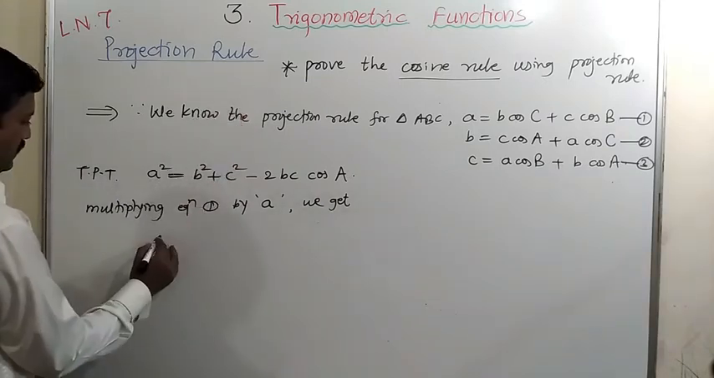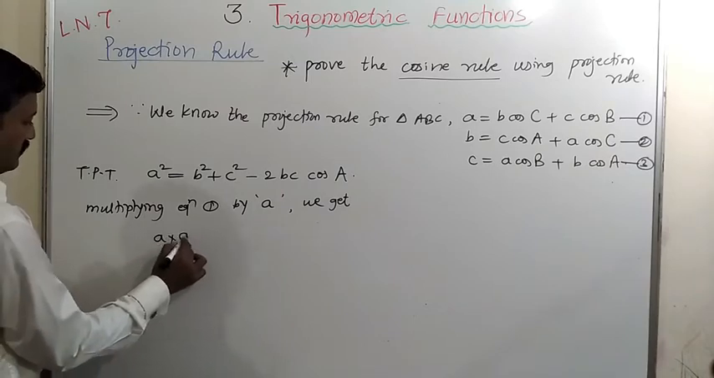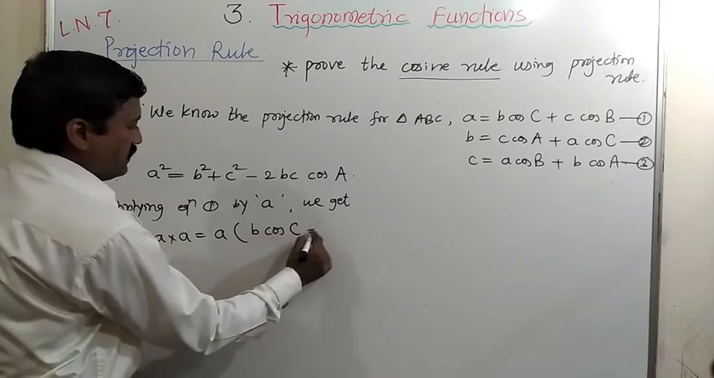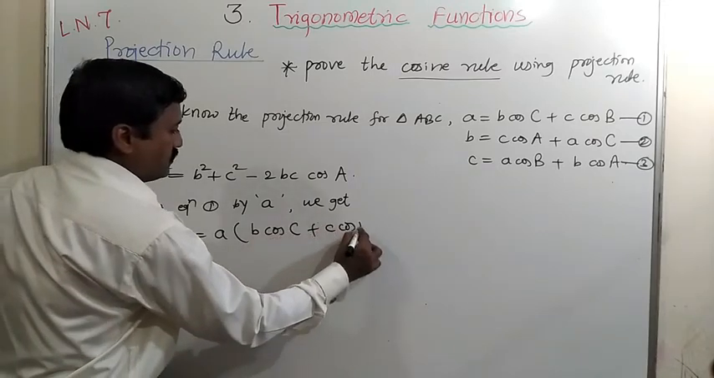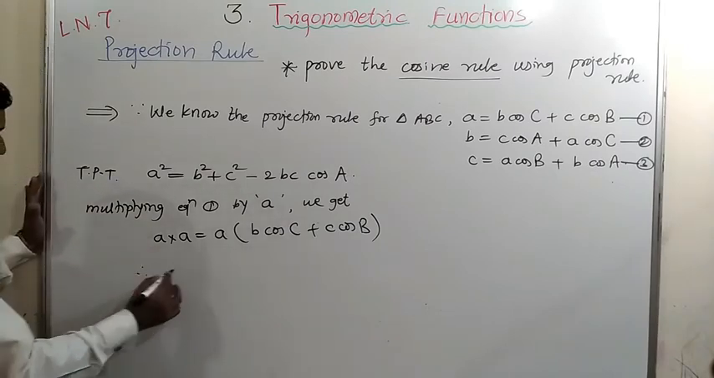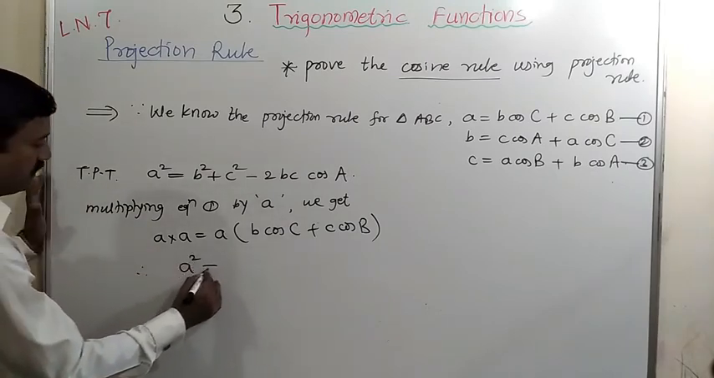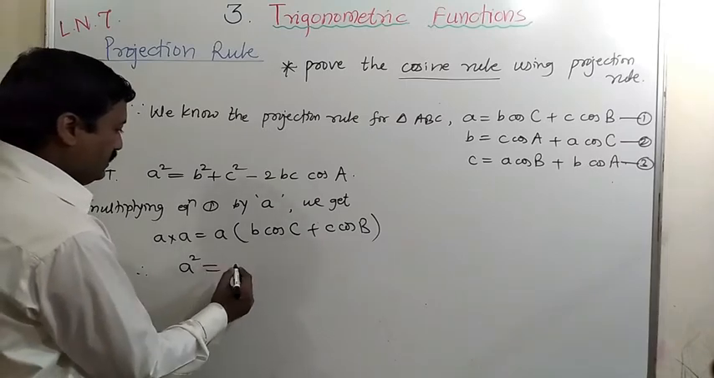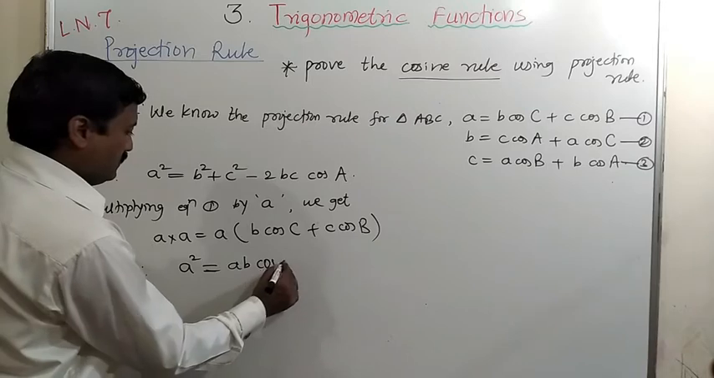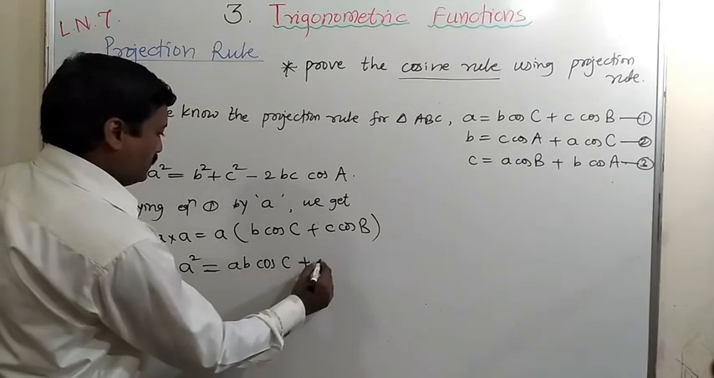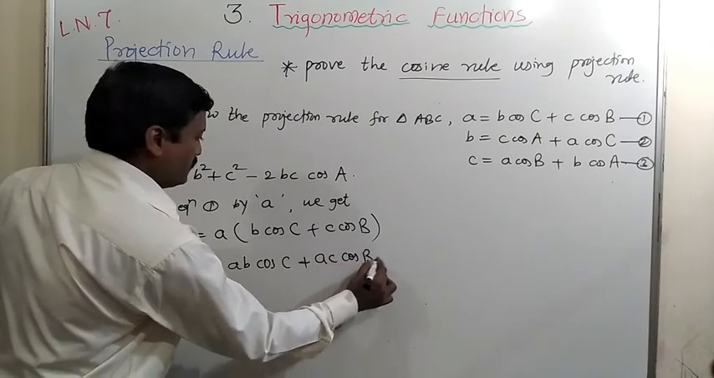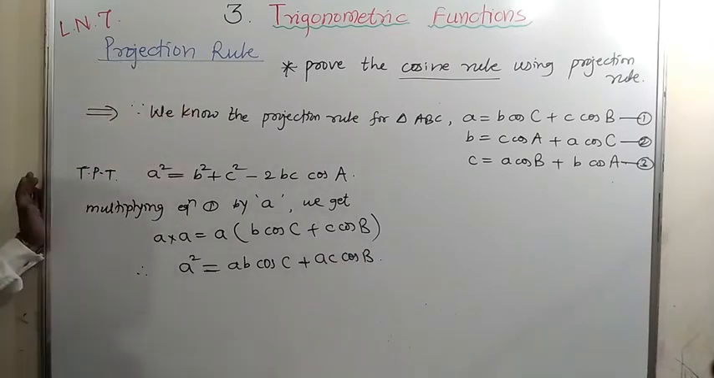a into a is equal to a into b cos C plus c cos B. So a square is equal to ab cos C plus ac cos B.